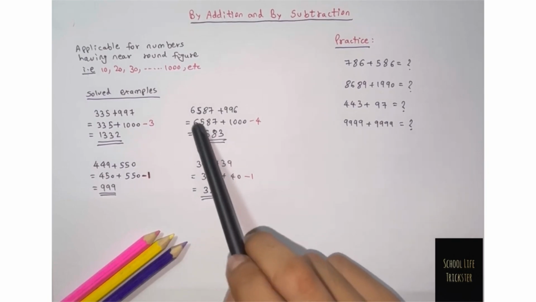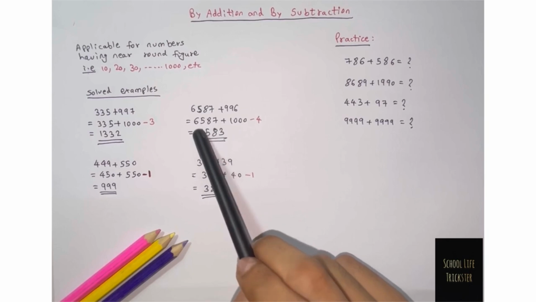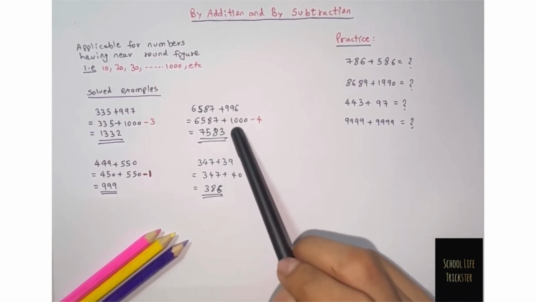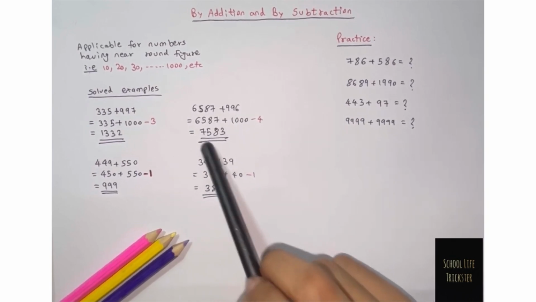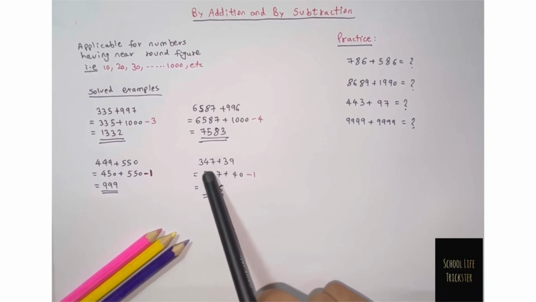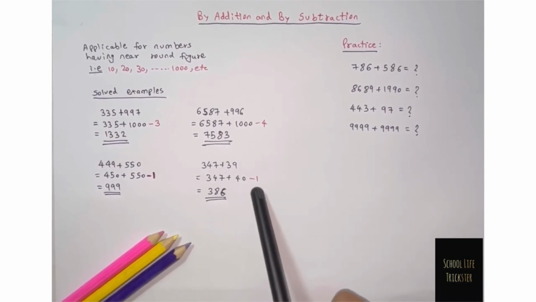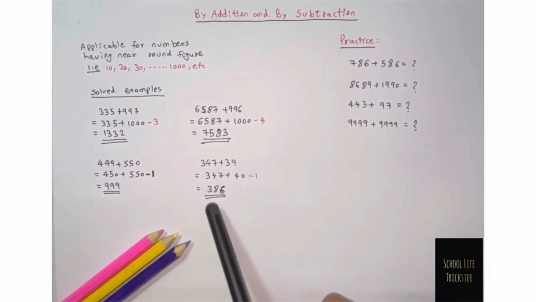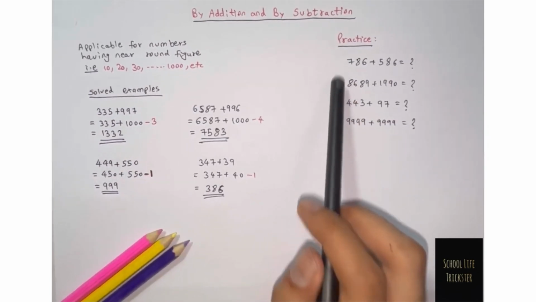Over here 6587 plus 996 equals 6587 plus 1000 minus 4. 996 is rounded to 1000 and then minus 4. The answer is 7583. Over here 347 plus 39 equals 347 plus 40 minus 1. 39 is rounded to 40 and then minus 1. The answer is 386. So practice it by yourself.